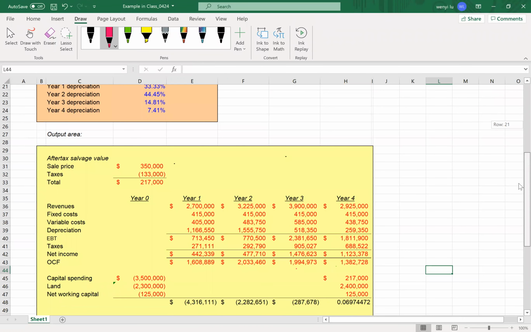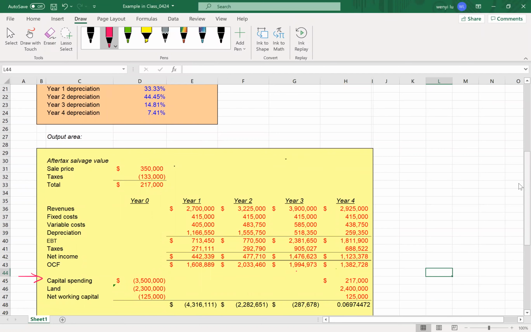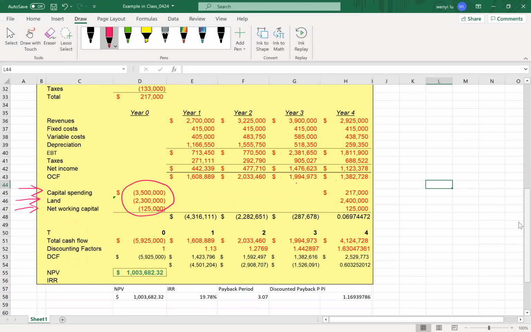So you can see here, capital spending for the fixed asset plus the land cost plus the net working capital you control when you start this project is the initial investment. So you can add these three numbers up, and adding these three numbers up will be $5,925,000, and that's your initial cost.